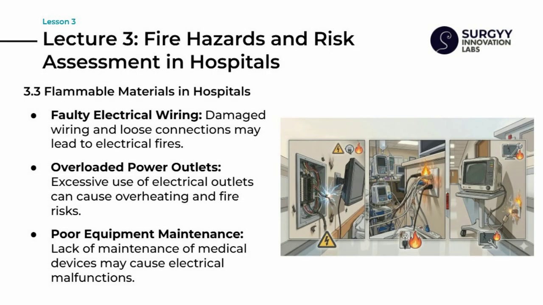Flammable materials in hospitals must be managed carefully to prevent disasters. Faulty electrical wiring is listed here as a primary ignition source for these materials, where damaged wiring and loose connections provide the spark for a fire. Overloaded power outlets further exacerbate the risk because the excessive use of electrical outlets causes overheating near potentially flammable supplies. Furthermore, poor equipment maintenance remains a recurring theme, as the lack of maintenance for medical devices may cause malfunctions that ignite flammable substances. It is vital to recognize that the presence of oxygen and chemicals makes any electrical failure significantly more dangerous in a hospital setting.